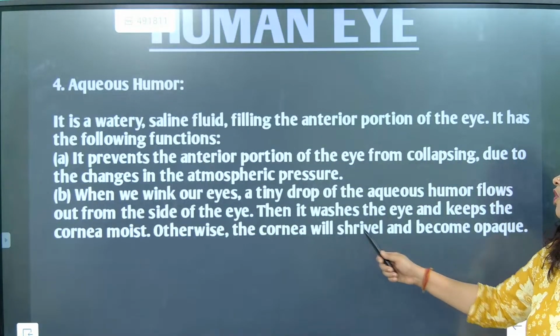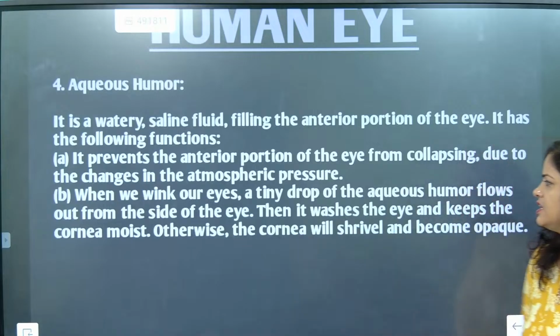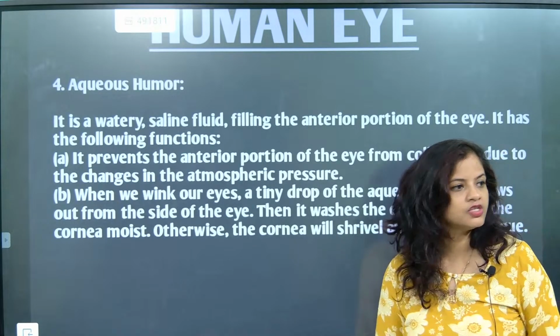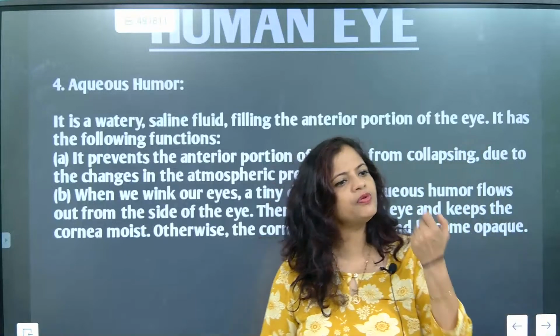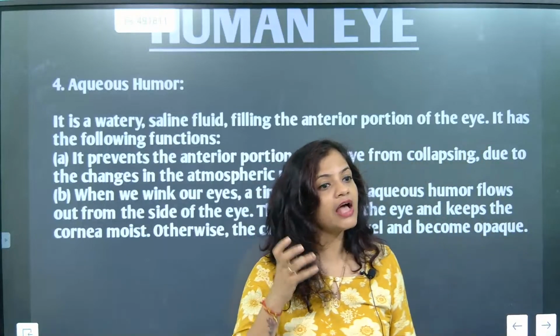Now, beta, we will go to this section. It washes the eye and keeps the cornea moist. Otherwise, the cornea will shrivel and become opaque. Understood or not? So the cornea has to be moistened. The cornea has to be what, beta? Moistened, and it has to be flexible.